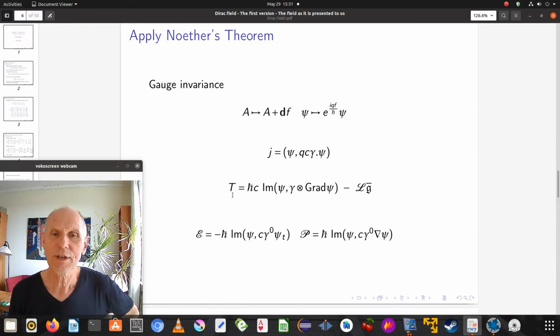Then translational invariance gives us the stress energy tensor, from which we can write up the energy, as usual neglecting the Lagrange density, and the momentum density. That gives us 5 conserved quantities.